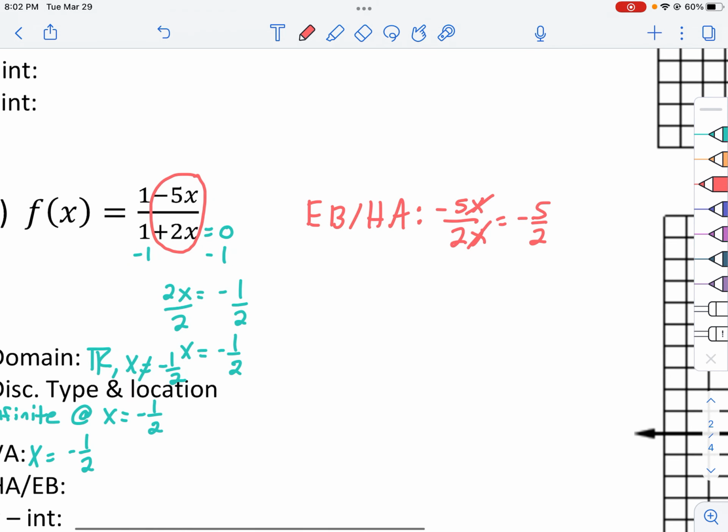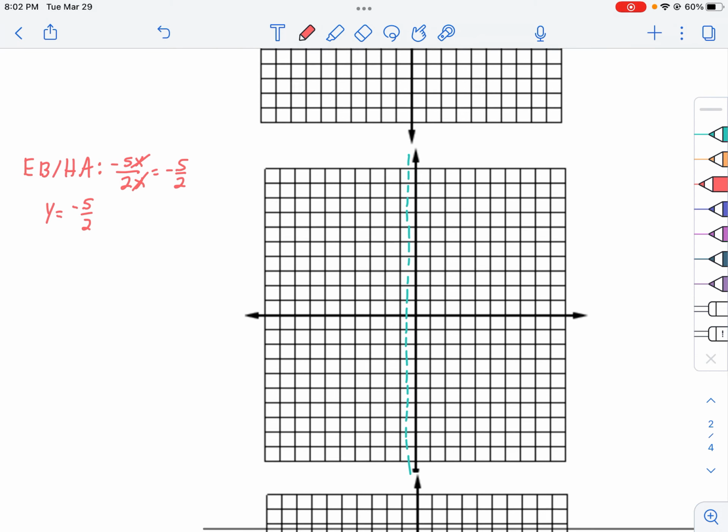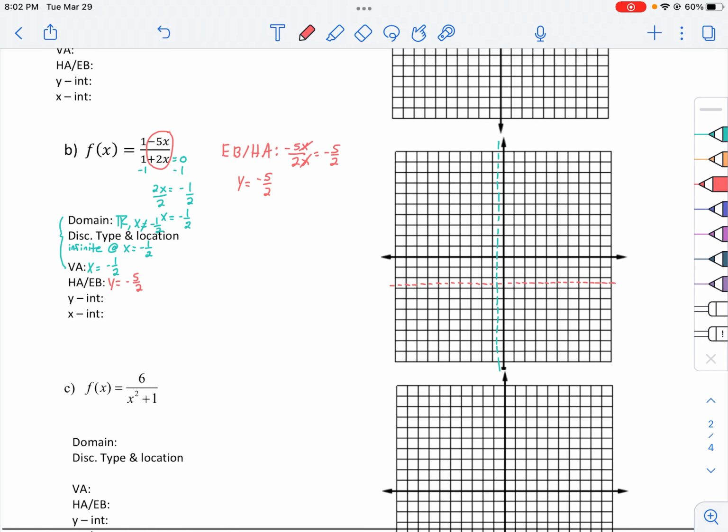So what does this tell us? This tells us that there's a horizontal asymptote / an end behavior that follows the line y equals negative 5 halves, and we can fill that information in down here. Y equals negative 5 halves. And then we can graph that. Negative 5 halves is negative 2.5. So it's going to be right here on our graph. And now these are starting to look like the graphs from 7.2, which does happen with some of these. Some of them look very similar to the graphs from 7.2.